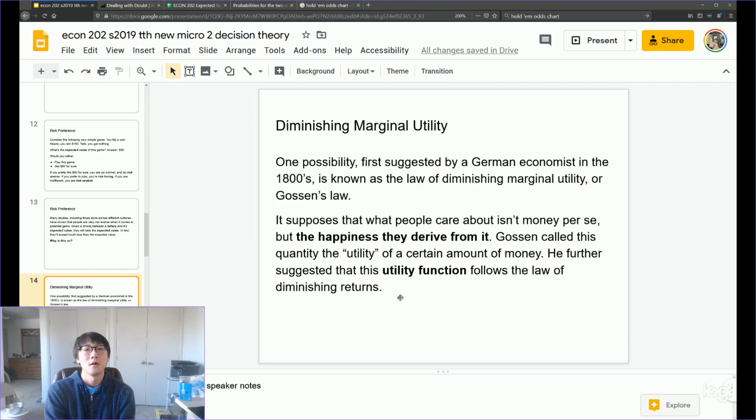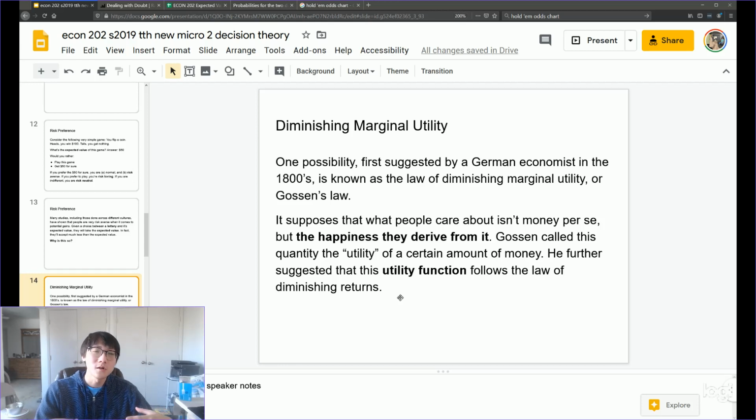Okay, so utility. Economists essentially assume that what people want to maximize is not necessarily happiness, but utility. Okay? And what is utility? Utility is just the satisfaction that you derive from any particular situation.